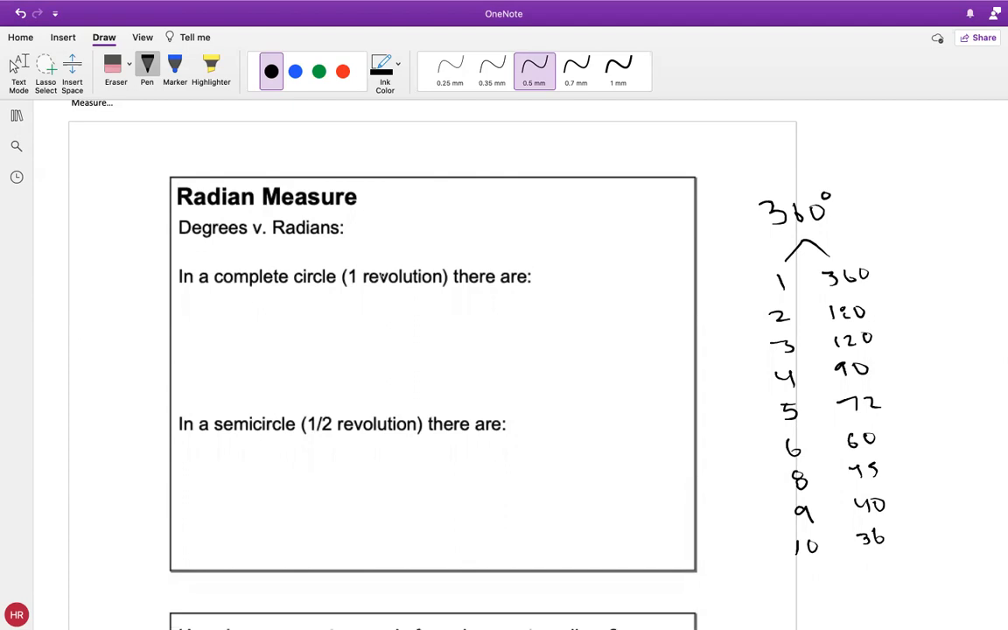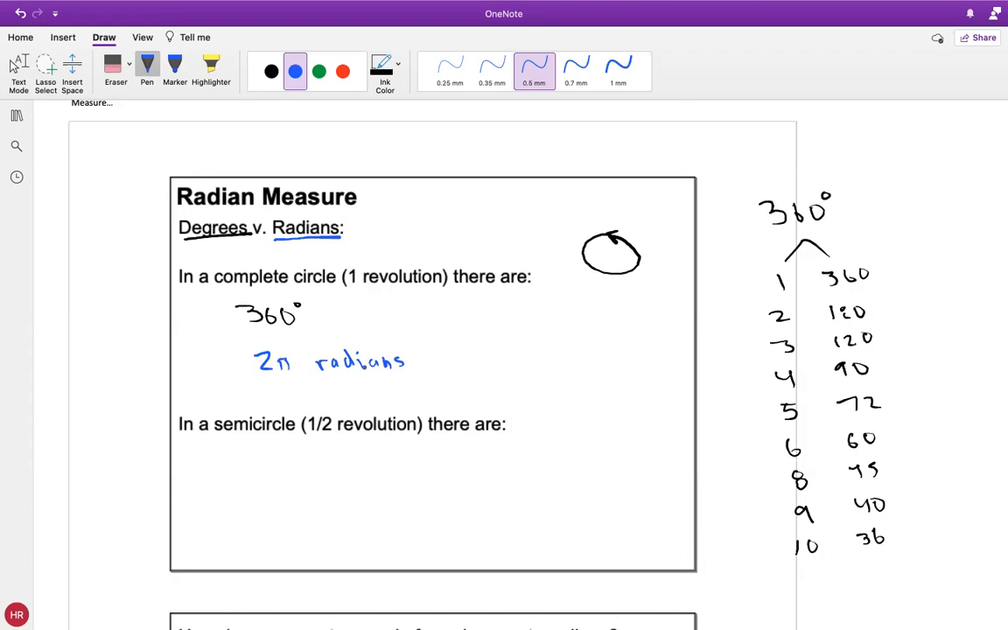So in one complete circle, one revolution, all the way around a circle, there's 360 degrees. And the other way to measure it, if we want to divide into radians, the number of radians in a complete circle is 2 pi radians. So 360 degrees is a complete circle, and 2 pi radians is a complete circle. It's just a different way to measure angle. It's not anything besides that.